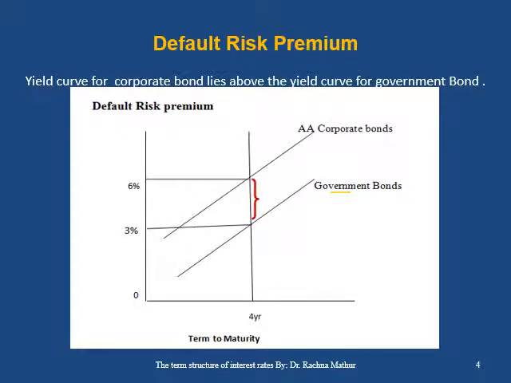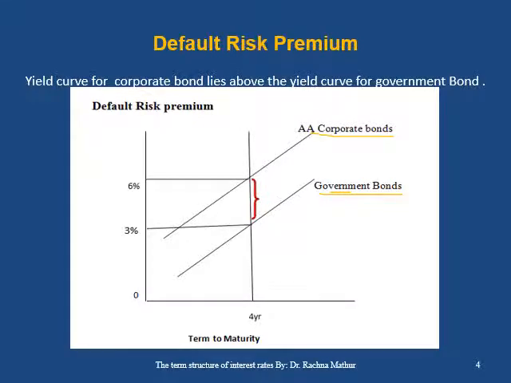So take an example of a government bond. We all know that government bonds are less risky because the returns on the government bonds are fixed. But if we take example of a corporate bond, the corporate bonds are risky. Therefore, it promises you the higher returns.